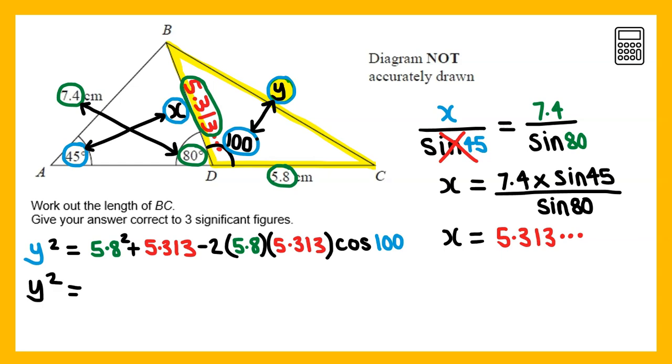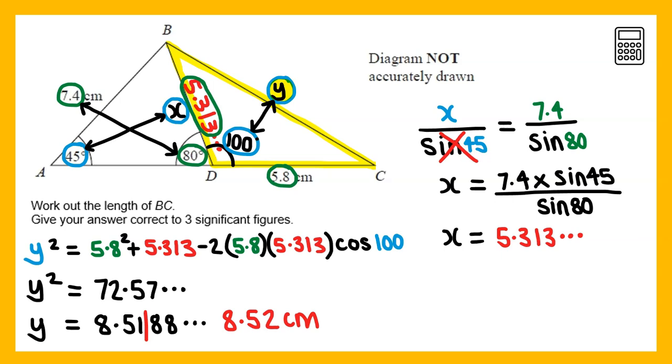Using my calculator, this gives me a value for y squared of 72.57, and square rooting gives me 8.5188, which to 3 significant figures would round to 8.52 centimeters. The length BC is 8.52.